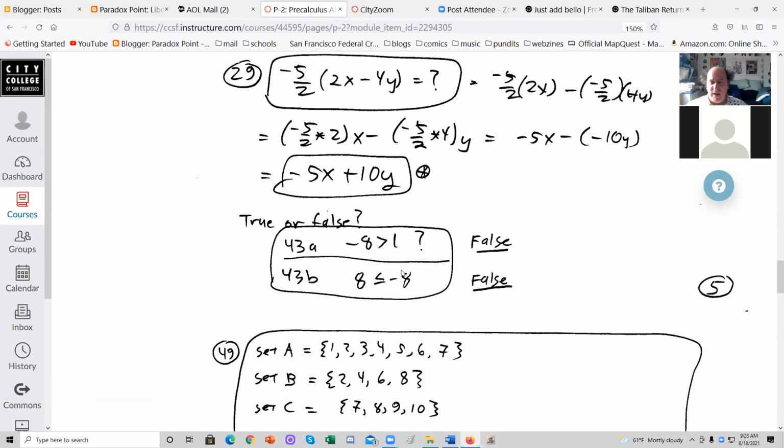Here we have some questions as to order. Is negative 8 greater than 1? Yes or no? No, it's not. In general, a negative number will not be greater than a positive number. Is 8 less than or equal to negative 8? Again, no. A positive number will not be less than or equal to a negative number.